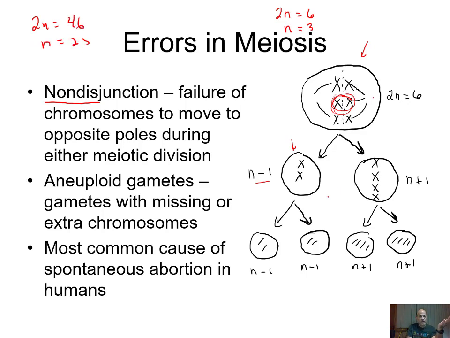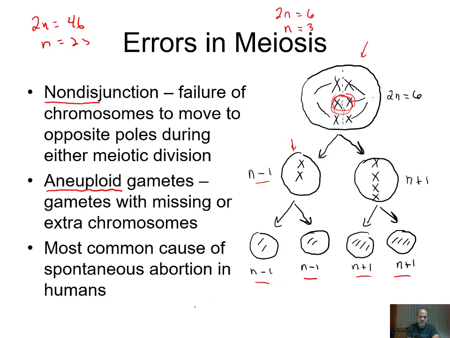So if we had one non-disjunction, we're going to have this error here. And so the end result here is going to be n minus 1 gametes, and over here, n plus 1 gametes. And those are going to be called aneuploids, okay? And that just means they're not diploid, they're not haploid. They have either extra or missing chromosomes. And this can be a problem because you're missing a chromosome.